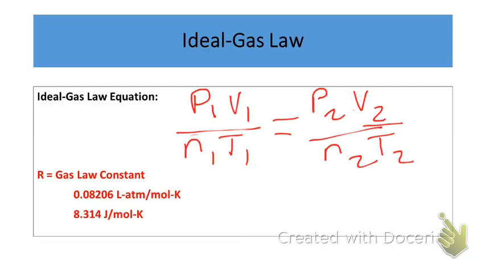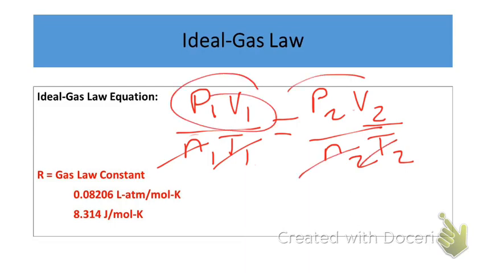So let's say we want to figure out what Boyle's law is from the ideal gas law. Well, in Boyle's law, we know that the number of moles and the temperature are constant. So we can just cross those out because those are constant values. What we get left over is P1 times V1 is equal to P2 times V2. And you've got Boyle's law.